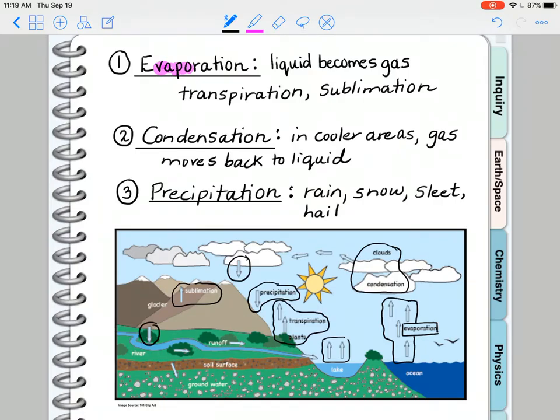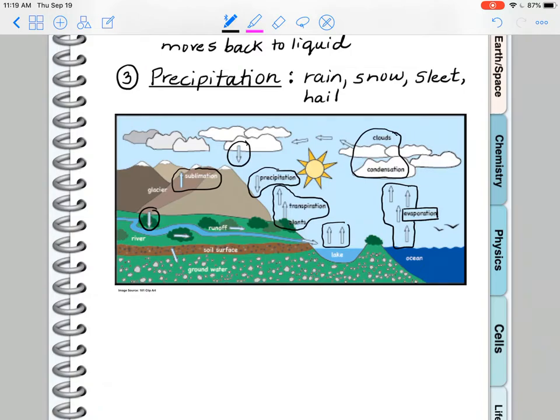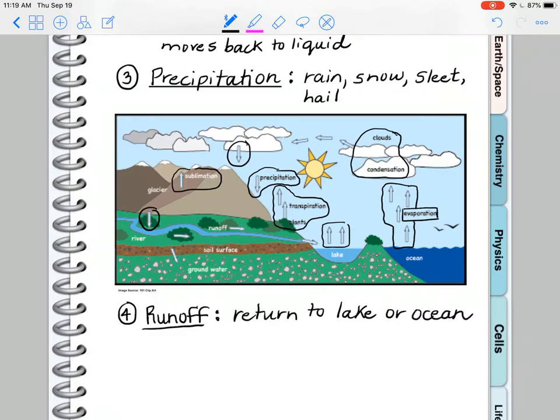Well, it runs off the mountains, it runs into rivers, and it starts running back toward the lake. And that is step 4. That's the runoff, where precipitation falls and then that water returns to the lakes or the oceans. So this is a return to a lake or an ocean. And then once it gets back to lake or ocean, that process starts all over again.